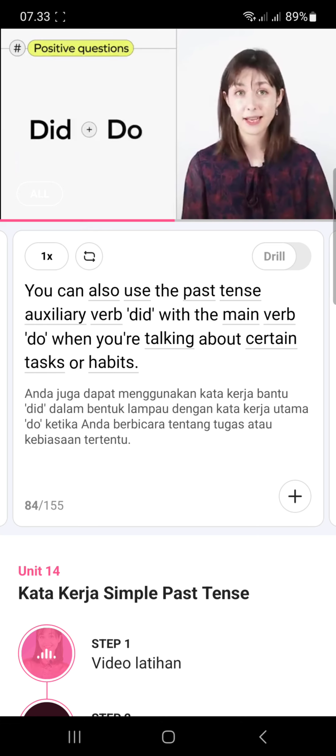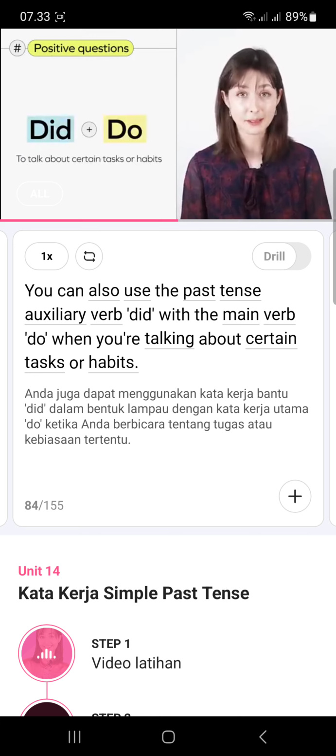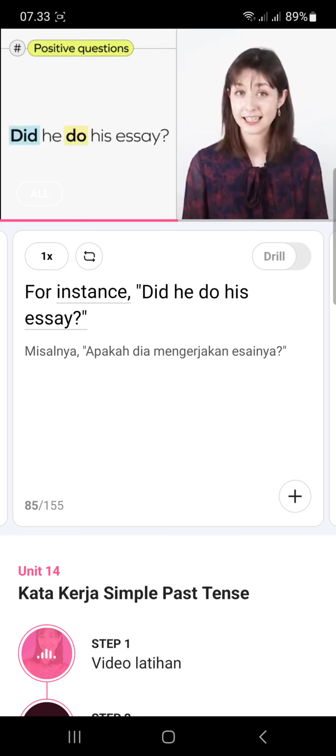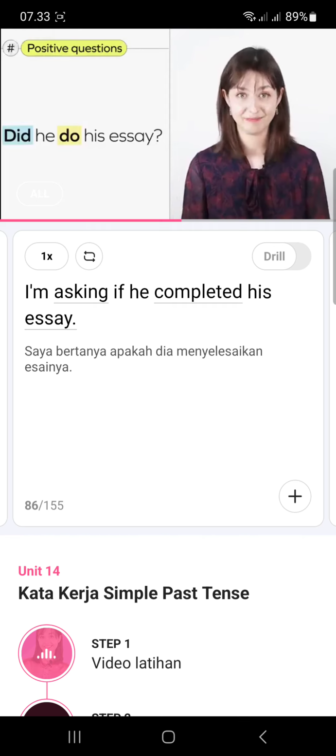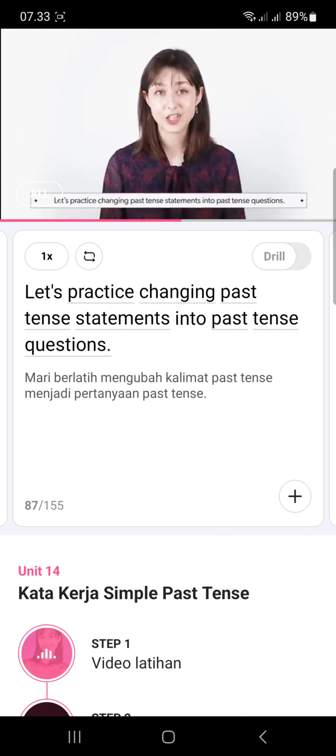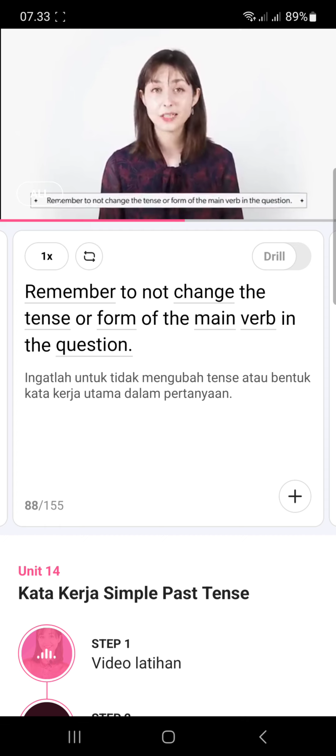You can also use the past tense auxiliary verb did with the main verb do when you're talking about certain tasks or habits. For instance, did he do his essay? I'm asking if he completed his essay. Let's practice changing past tense statements into past tense questions. Remember to not change the tense or form of the main verb in the question.